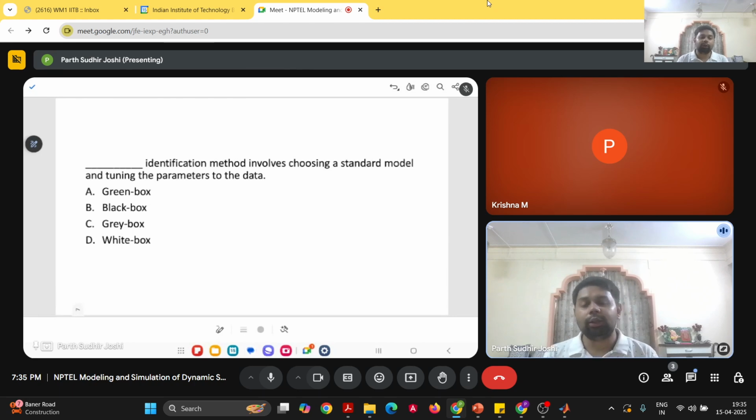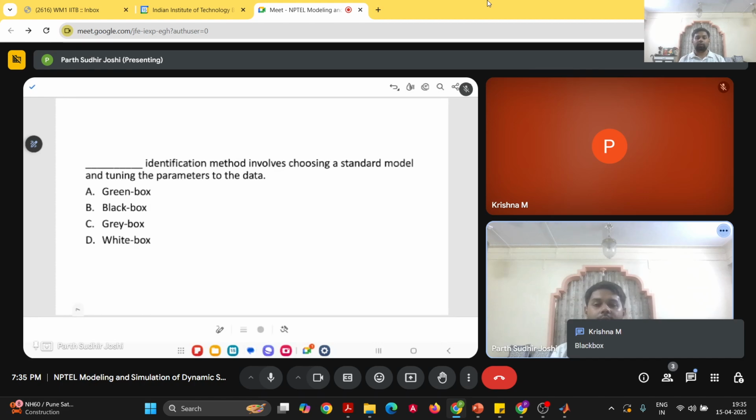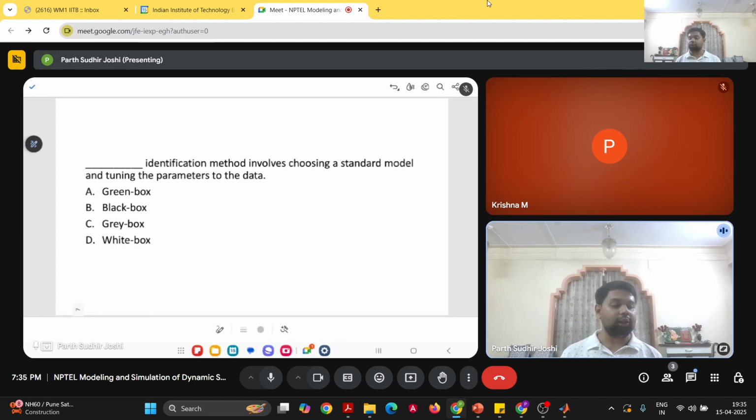Yeah, so the next question is, which identification method involves choosing a standard model and tuning the parameters to the data? So we just discussed that. So which one do you think is the correct type of model in this case? Yeah, so it is correct. So we just discussed this, that black box model involves basically choosing a standard model and then tuning the parameters to the data. The correct answer is black box.